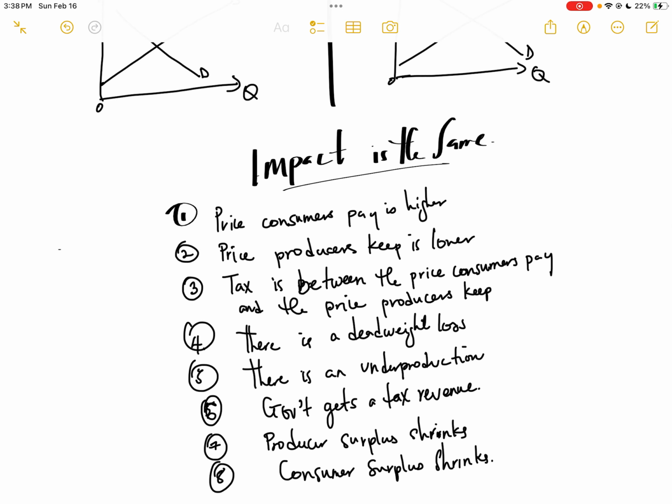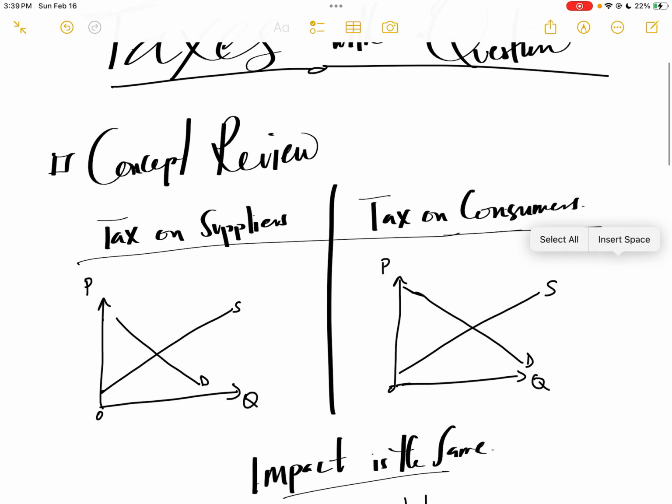What is going to happen here is because of a tax, the price consumers pay will be higher, the price producers keep will be lower, the tax will be between the two prices, the higher one consumers pay and the lower one that the producers keep. There will be a deadweight loss, there is an underproduction, the government gets a tax revenue, consumer surplus and producer surplus will both shrink.